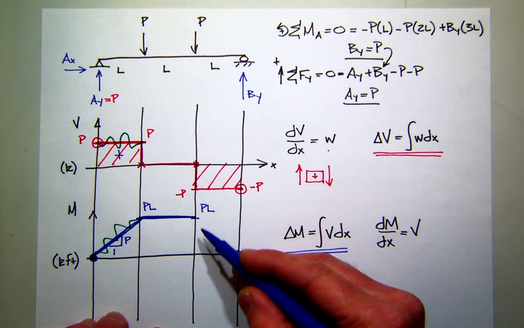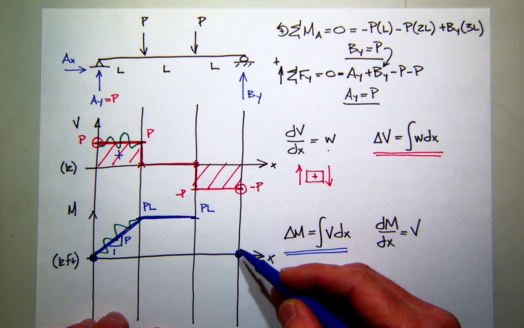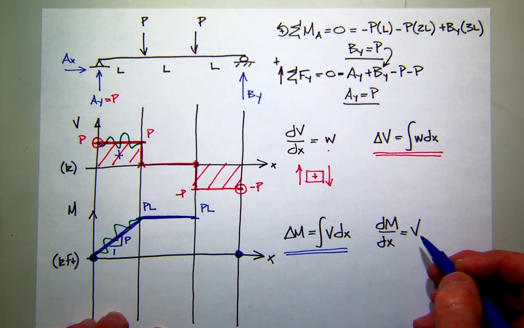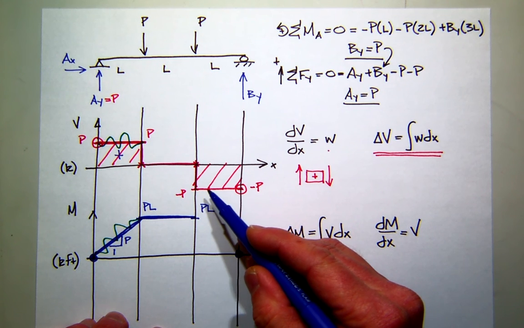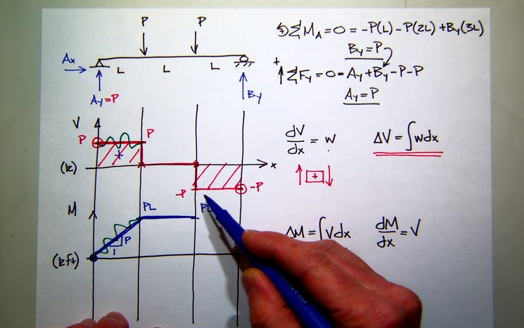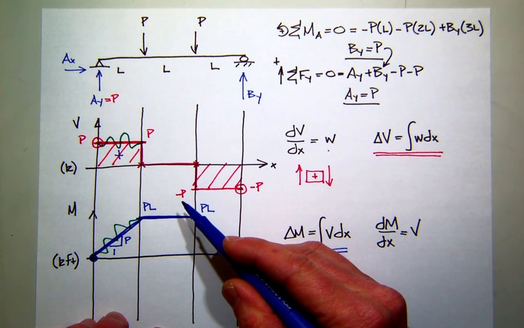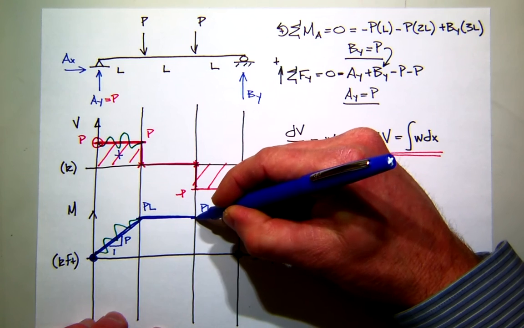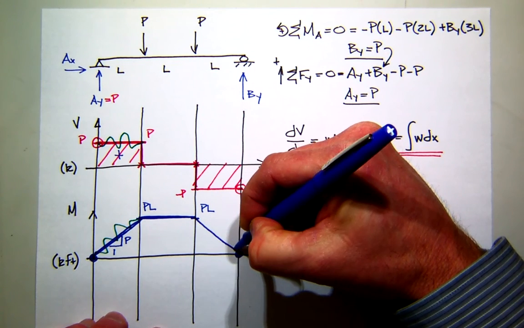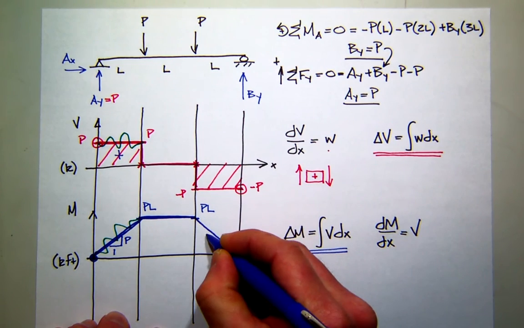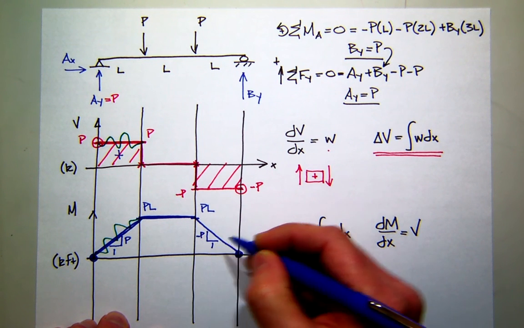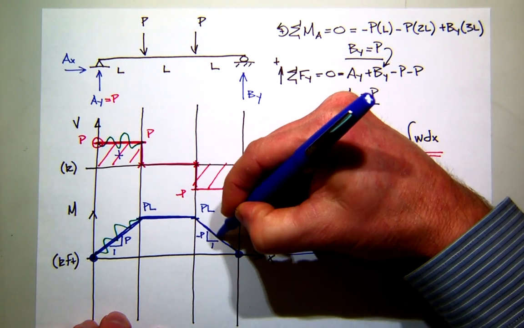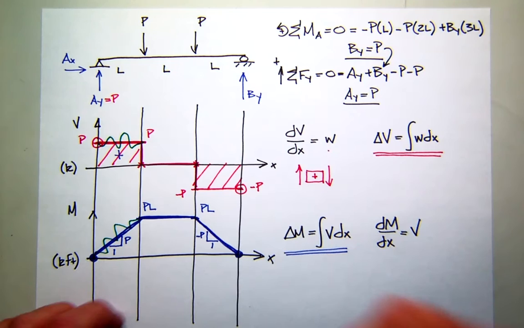Now what's the shape of the curve in between? Well, according to this, the slope of that curve is equal to the shear. And what is the value of the shear everywhere in that section? It's constant and it's negative. So there's only one curve that will give us a constant negative slope. And if you check that, you'll get minus P. And there's your moment diagram.